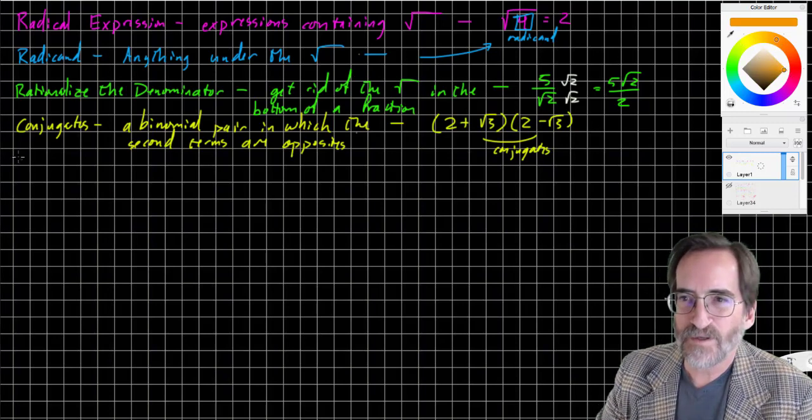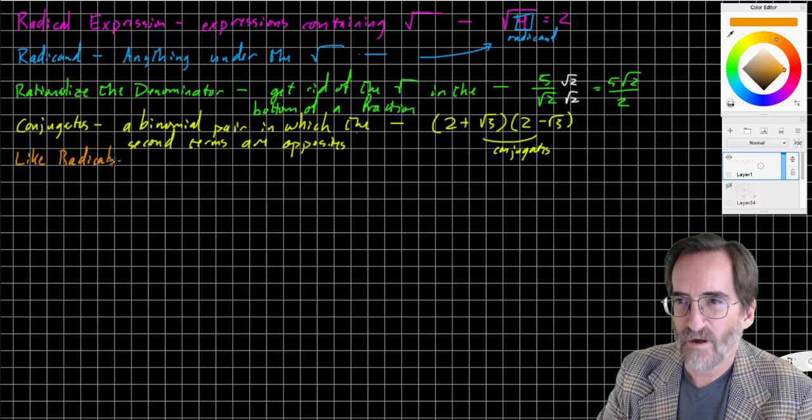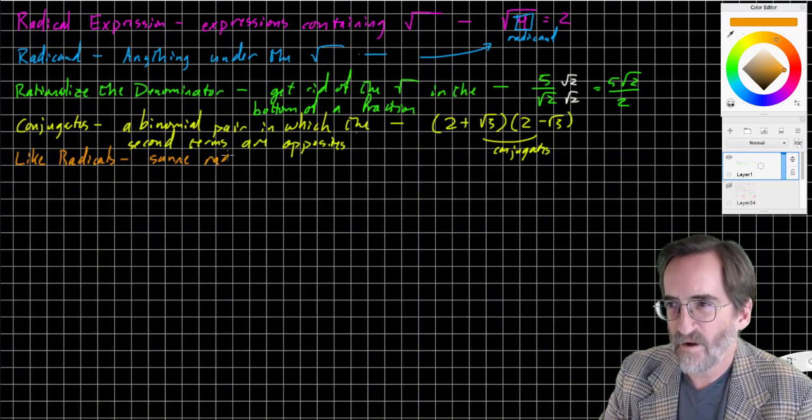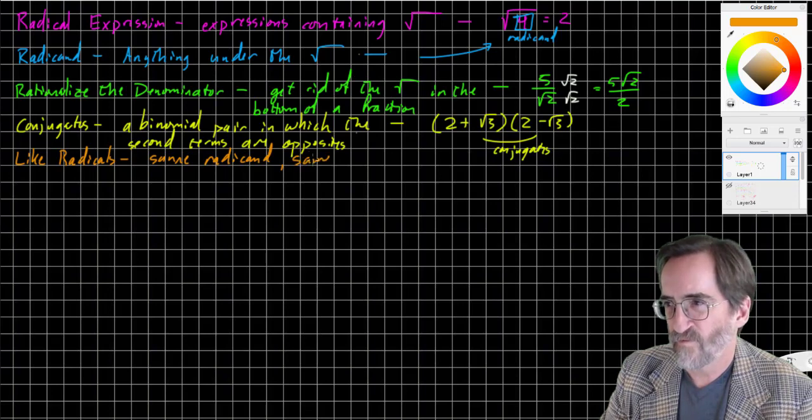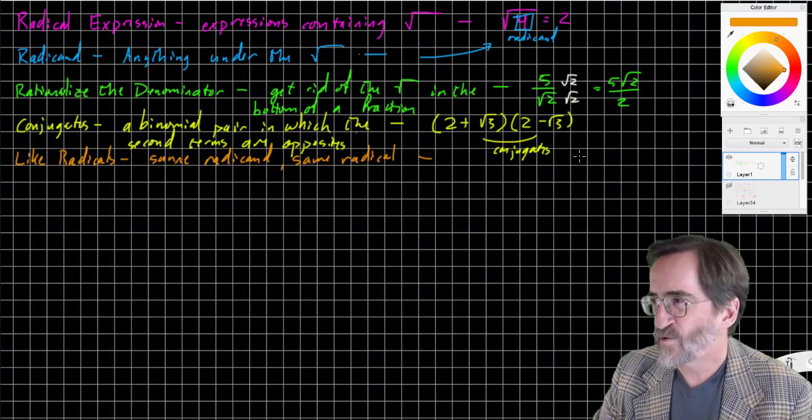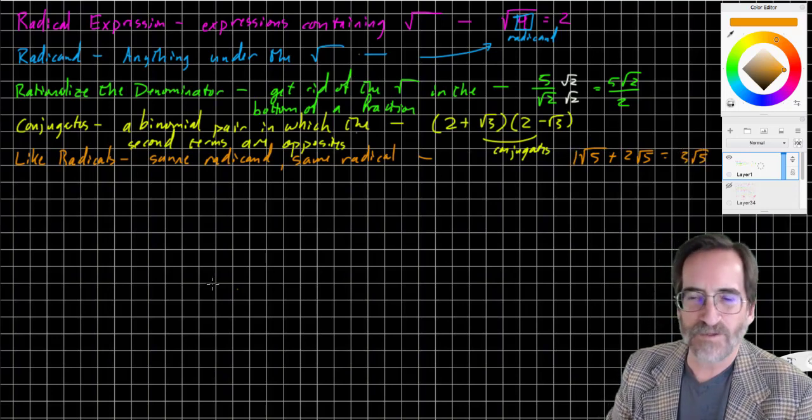Like radicals. Same radicand, same radical. Square root 5 plus 2 square root 5 are like radicals, so they can be added to make 3 square root 5. They're like radicals.